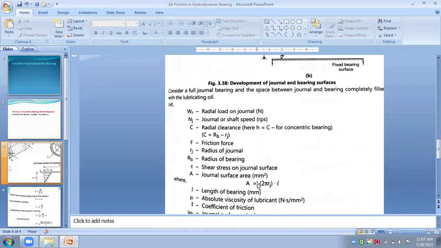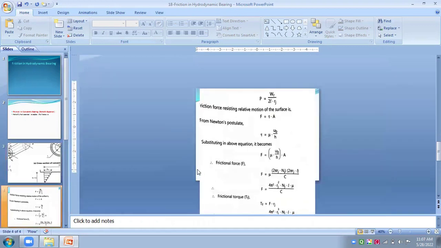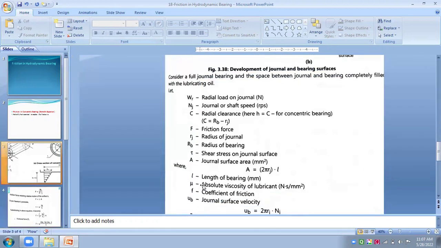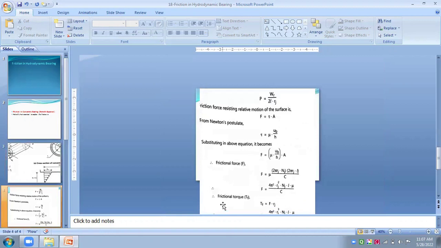This area we calculate as 2 pi times the radius of the journal times the length. Mu means the absolute viscosity, f is the coefficient of friction, U is the journal surface velocity, and P is the bearing pressure. This bearing pressure is calculated as load upon area, so W_R upon 2 L r_J.